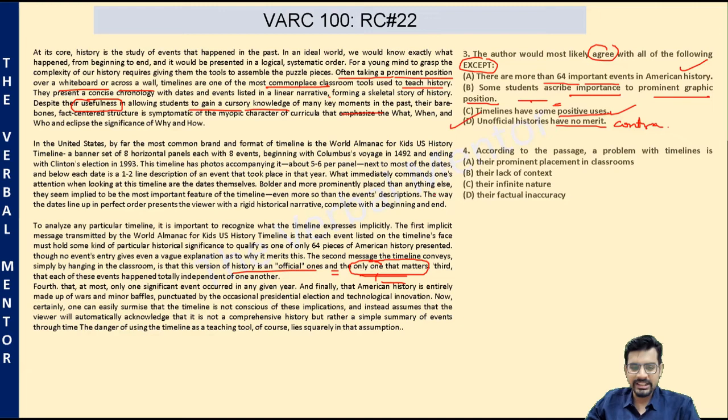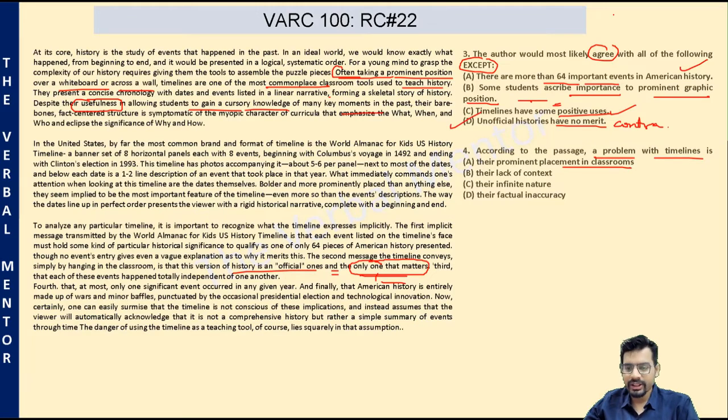B can still be inferred by some extension of logic. According to the passage, a problem with timelines is what? There are many problems. Let's see which one is the correct one. Option A, their prominent placement in the classroom. Author does not mention this fact that they are placed prominently in the classroom as a problem point. This is not the problem. The problem is that they're insufficient. They're incapable of telling students of everything about history, which is important. So they only give you cursory knowledge or superficial knowledge.